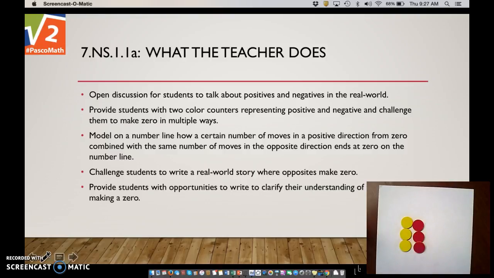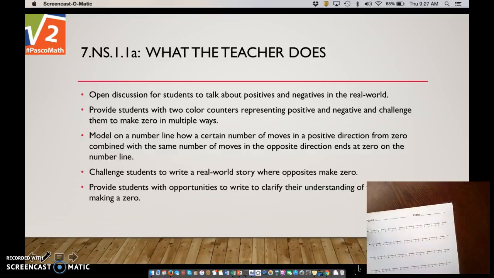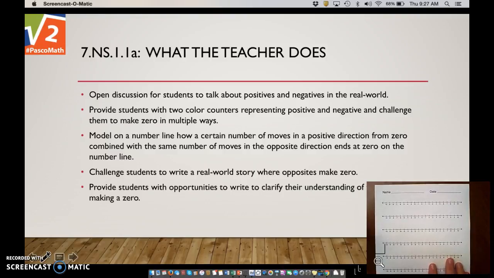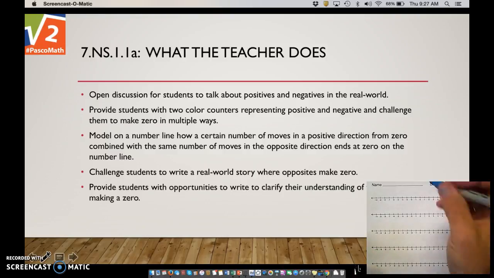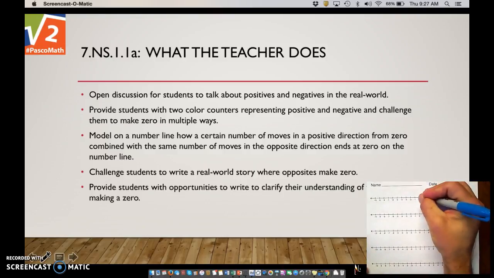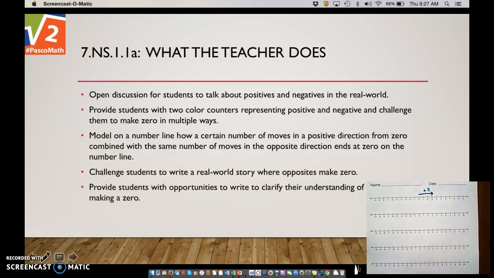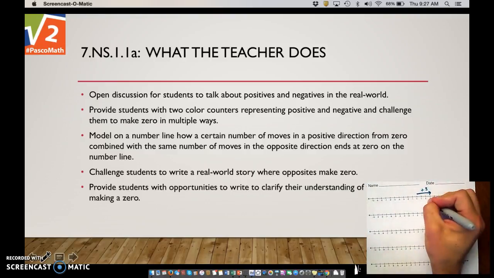We also want them to model on a number line how a certain number of moves in a positive direction from 0 combined with the same number of moves in the opposite direction make a 0. If we look at that on the number line, let me zoom in here. So if we start at 0, and we make 3 moves, so that's a plus 3. But then if we make the same amount of moves backwards, so 1, 2, 3, we end up back at 0.